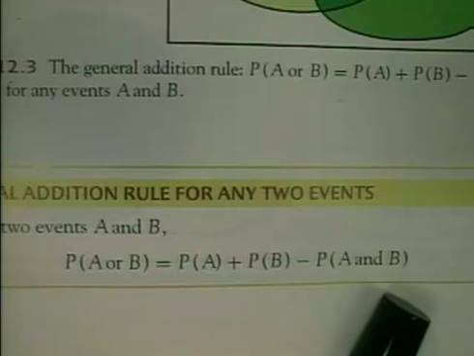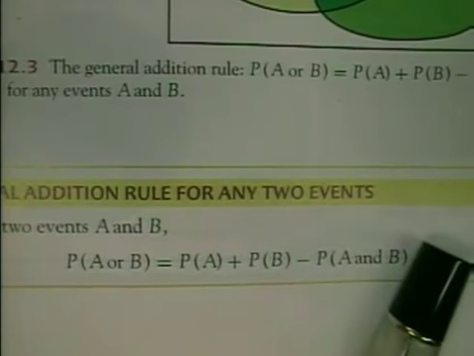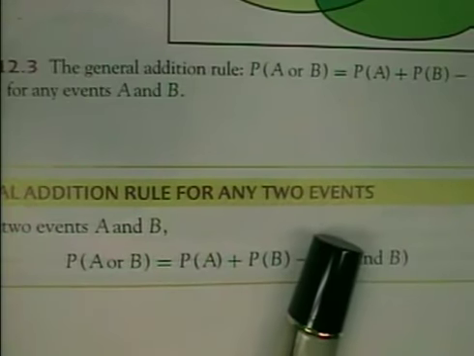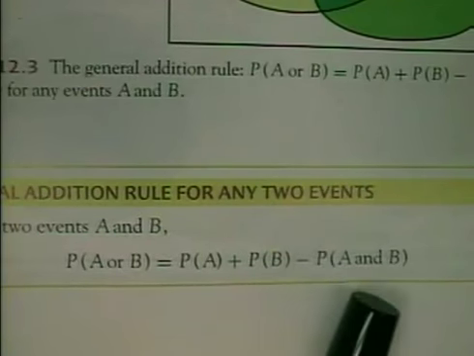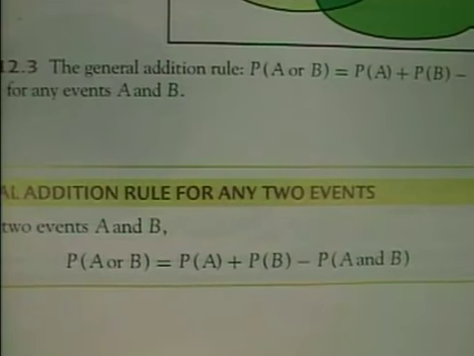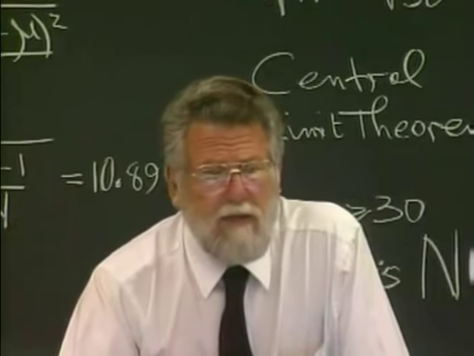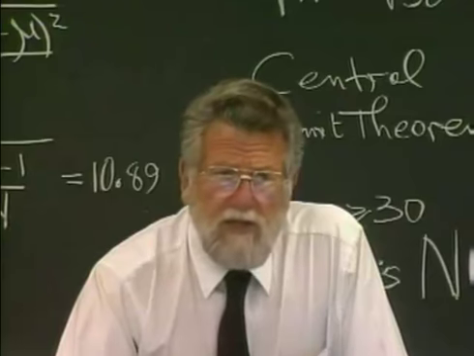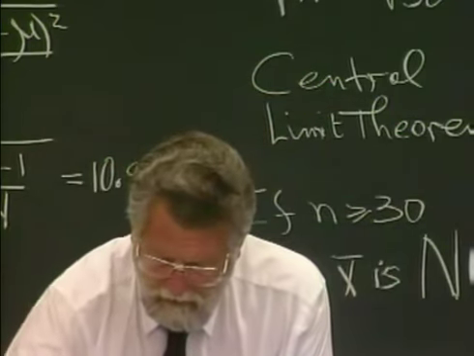If A and B are disjoint, the intersection is the null set, and this probability goes to 0. So if you have disjoint events, the probability is a simple version. The probability of A or B is just the probability of A plus the probability of B. This is the general one when A and B are not disjoint and the intersection is not the empty set. Remember, we did a Venn diagram to talk about that. So that's the general addition rule that I'm going to expect you to be responsible for.